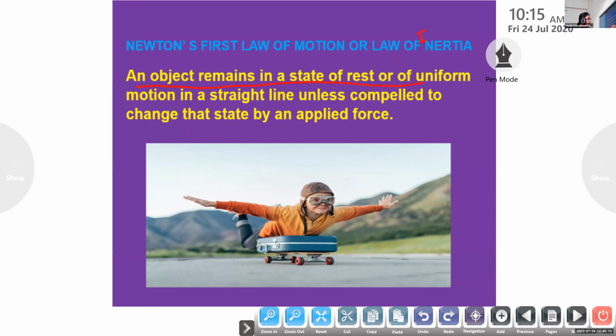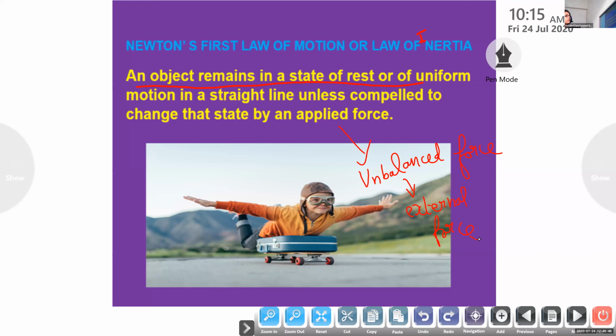And what is this applied force? Actually, applied force is unbalanced force. An applied force means it is unbalanced force. Sometimes we use the word external force. These are the terms we mainly use: unbalanced force, external force, or applied force.